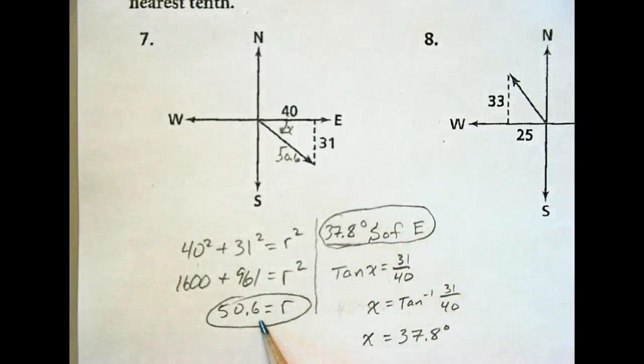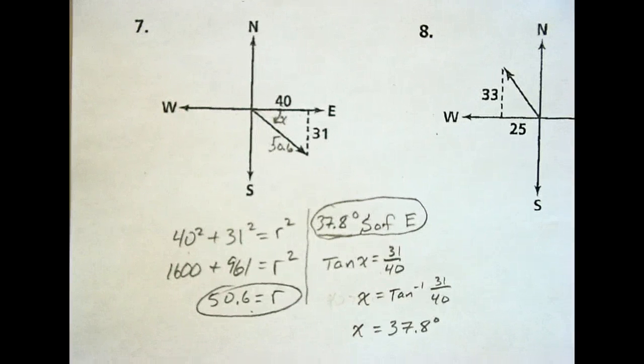So there are two answers. Here's our magnitude. Here's our direction. Do you want them together or separate? You just write them like that. That's okay. Any questions there?